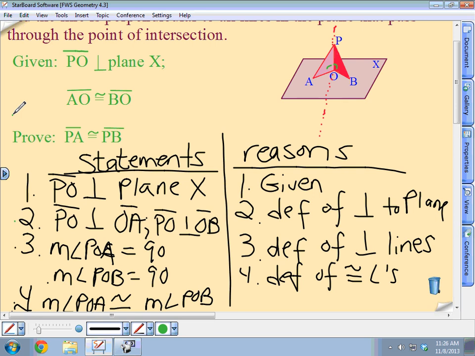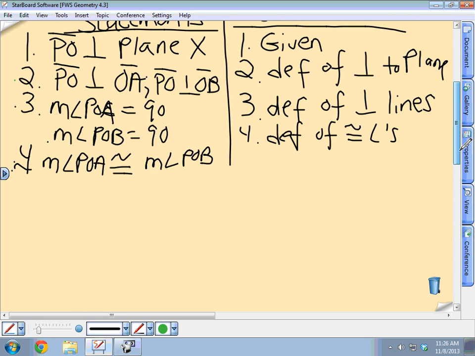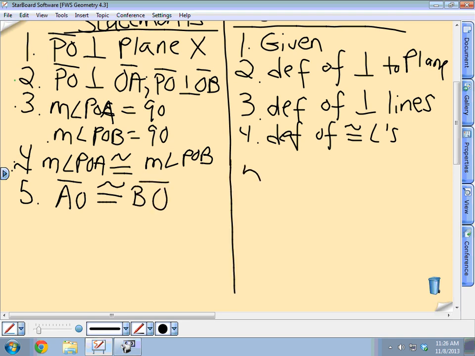But notice what you do have. What did we have up here in our given? AO is congruent to BO. So now it's time for that, right? So we have AO is congruent to BO. AO is congruent to BO. And that's given, right?